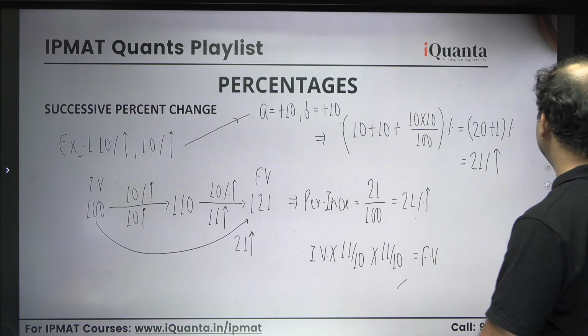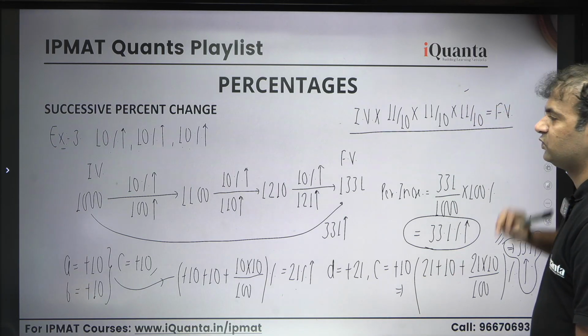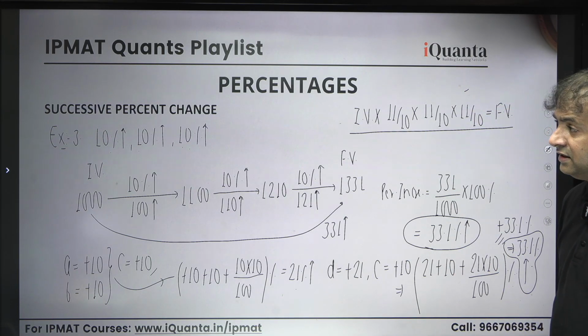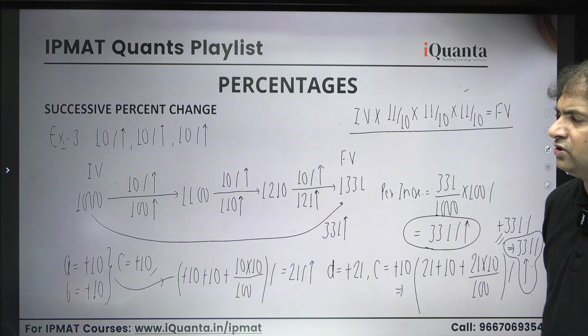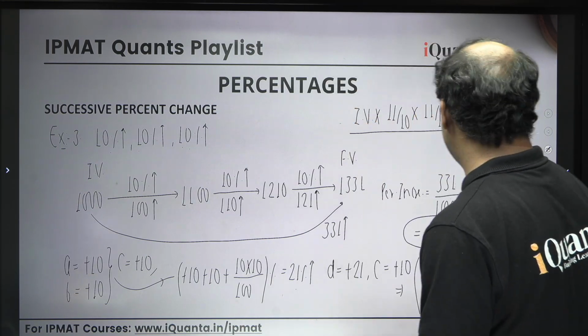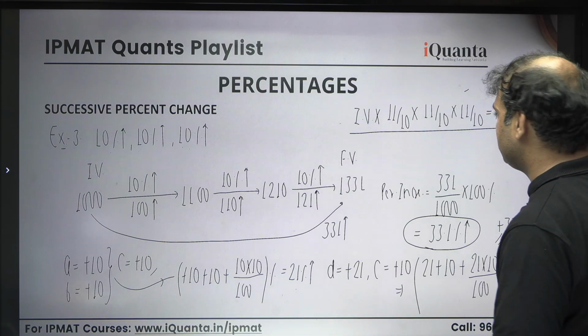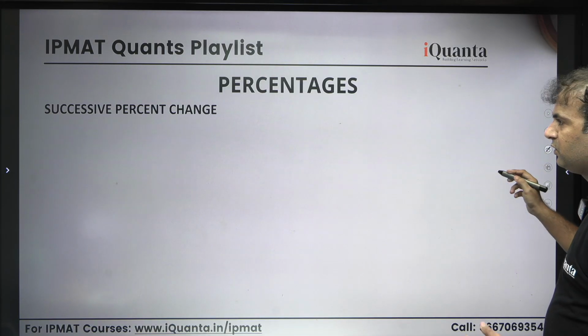This one, and the second example is this one, and the third example is this one. All right, these are some explanations of successive percentage change, but we are going to discuss a few more things, and then we'll start doing a few problems as well. Let me do the remaining concepts over here.